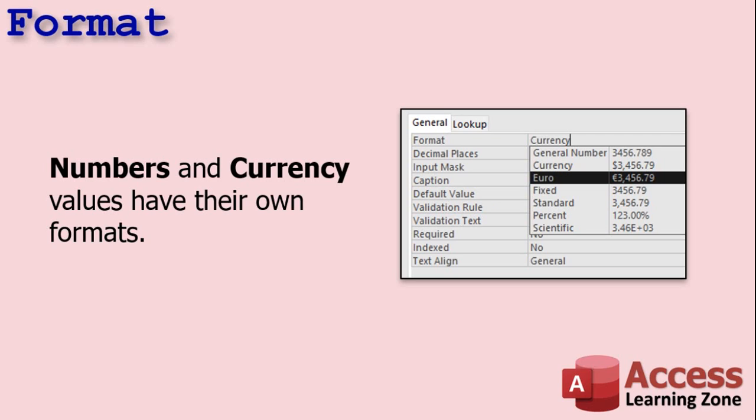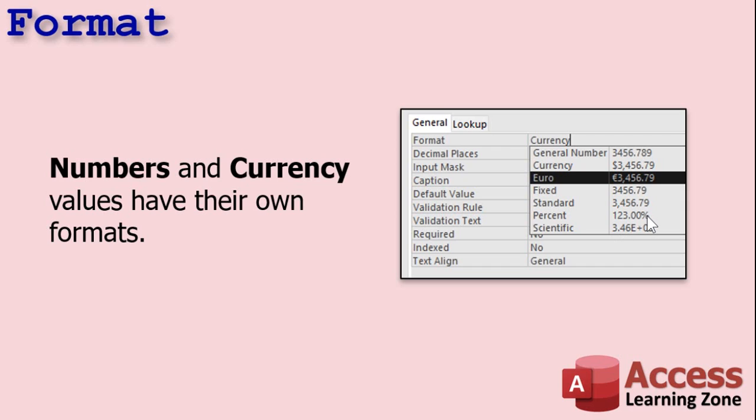Numbers and currency values have their own set of formats. A general number just displays like that with no commas and whatever number of decimal places you've got. Currency will look like that. Generally, it has the thousand separator and two digits after the decimal point. But again, these settings are determined in the Windows regional settings in your control panel. You've got euro, you've got fixed, which you can specify a fixed number of digits.